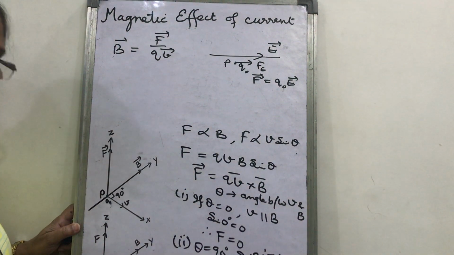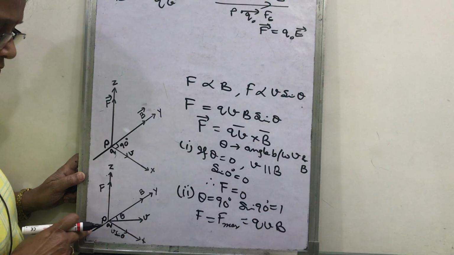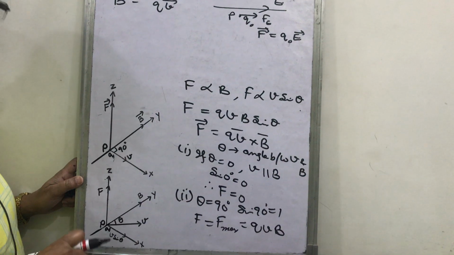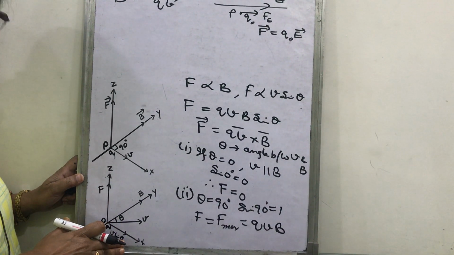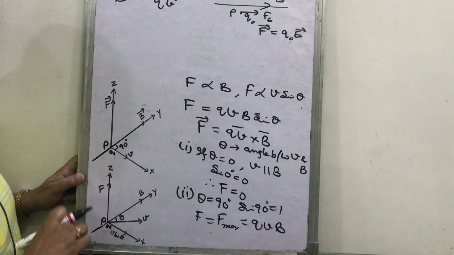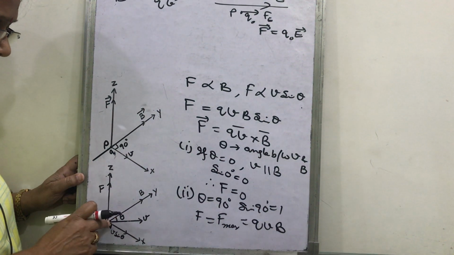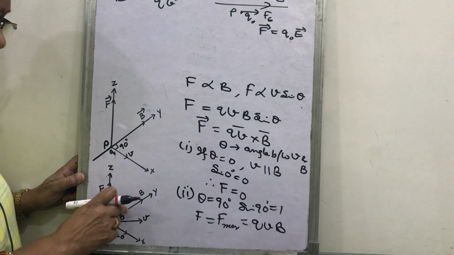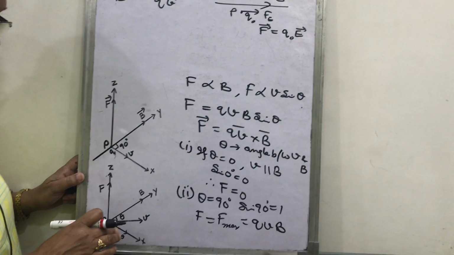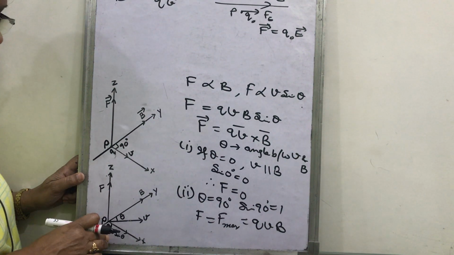Here we have shown that a charged particle is moved in a uniform magnetic field, and when it moves parallel to the magnetic field, it does not experience any force, and when it moves in any direction at an angle theta, this force exists. For this angle theta, you should know the components. The component perpendicular to B will be v sin theta, and along B it will be v cos theta. So in this way you should know the components. Here v sin theta is the component perpendicular to B.